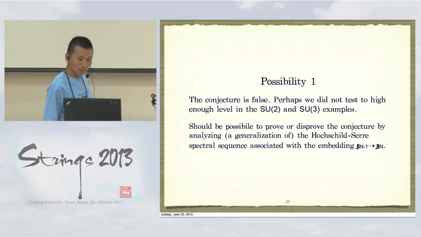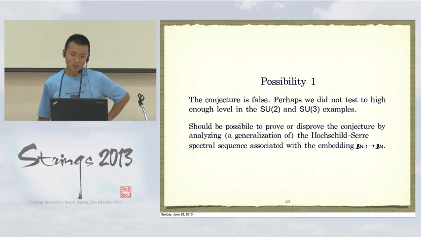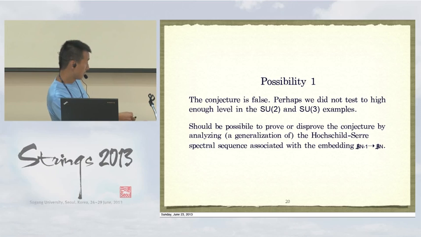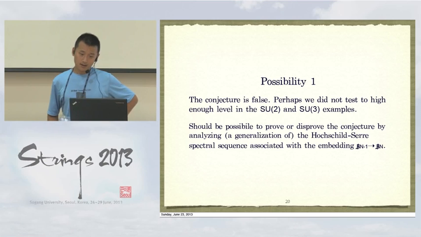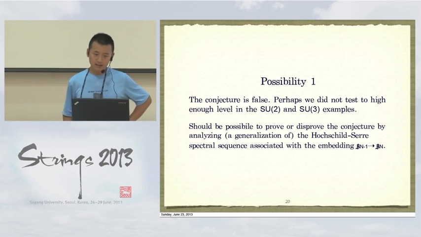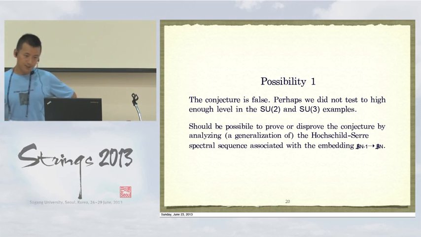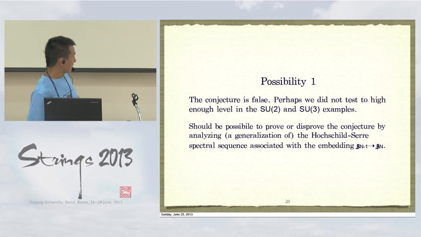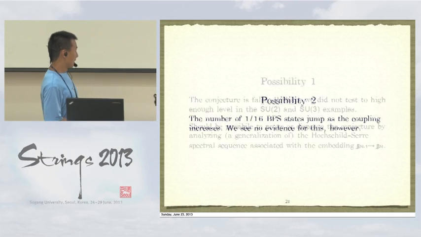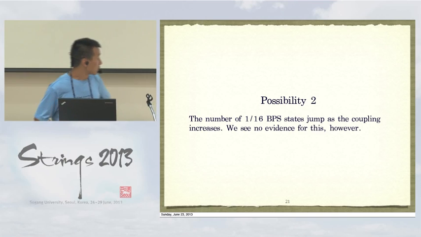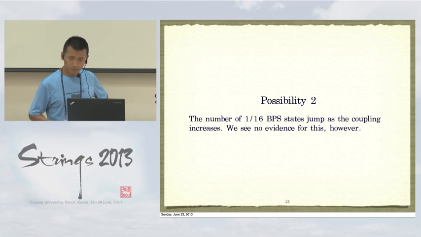But in any case, it might be possible to prove or disprove the conjecture by analyzing the Hochschild-Serre spectral sequence associated with this embedding of the Lie algebra, which is a technique that allows you to analyze the relation among these Lie algebra cohomologies. Possibility number 2 is that maybe the number of 1/16 BPS states just jumps as you increase the coupling. That would be a fascinating possibility, but I see so far no evidence for this.